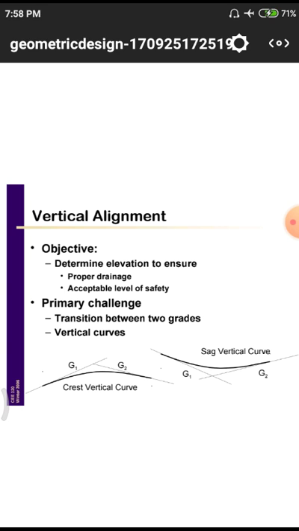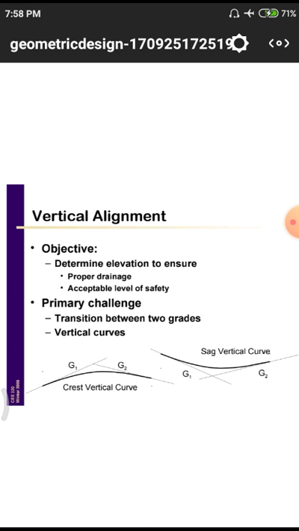Next, the transition between two grades. Transition normally means an angle of change. Transition is related to trigonometry, and trigonometry is totally about angles: sine, cos, tan, sin theta, so automatically we have angles. So transition is related to angles, and we have different angles of inclination with respect to the horizontal.